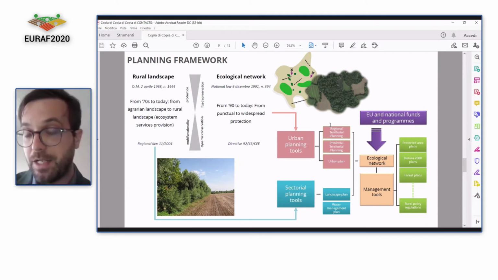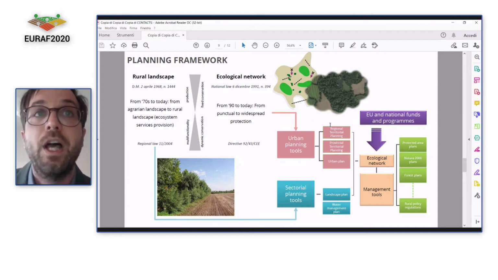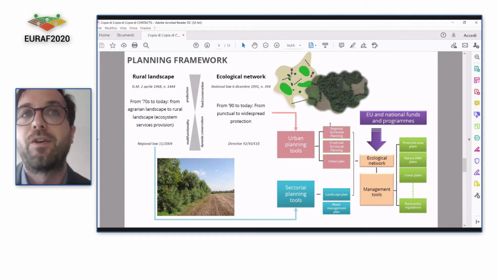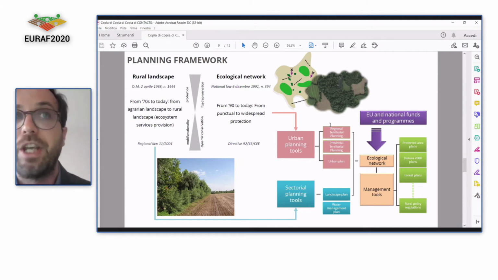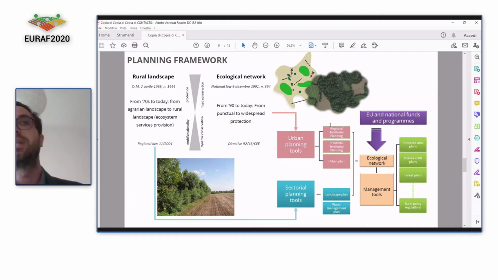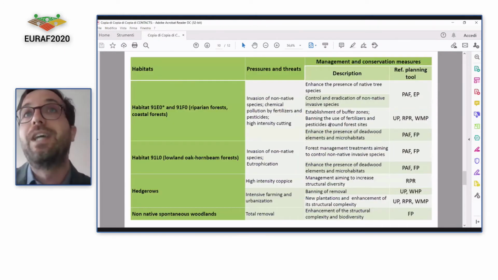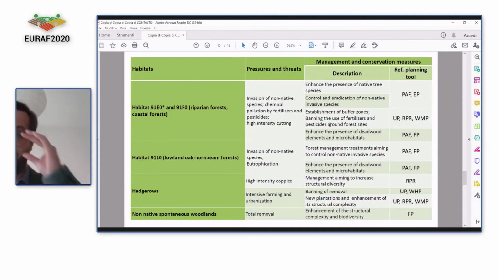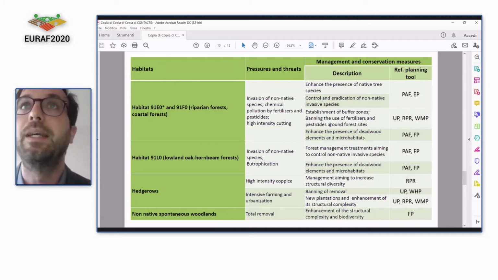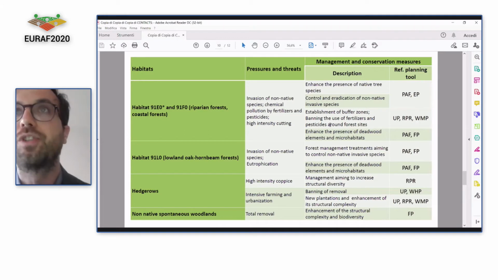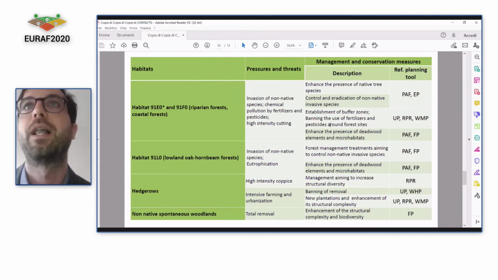You can see on the right side of the picture the very complex structure of planning tools that jointly define the regulatory framework for conservation and enhancement of woodlands and hedgerows in the Po Plain. This is just an example, we do not have much time to go in depth, of some management and conservation measures and their related planning instruments for some of the natural and semi-natural woody elements we focused on.